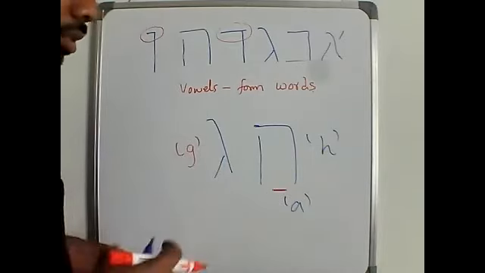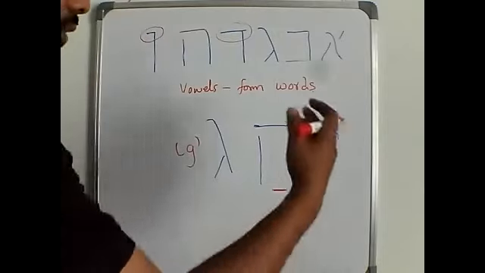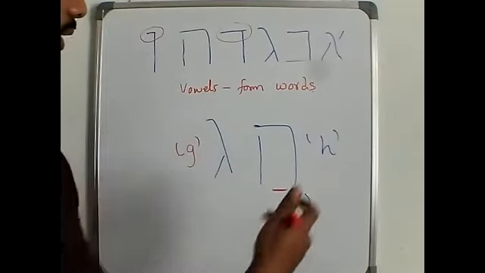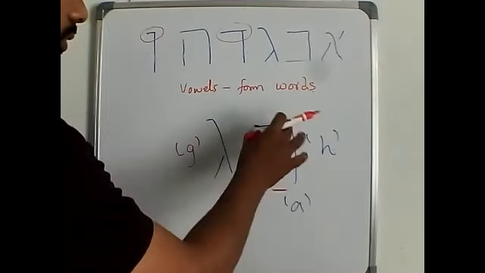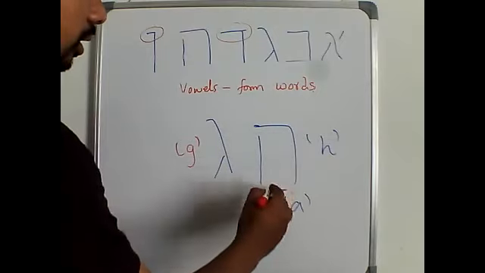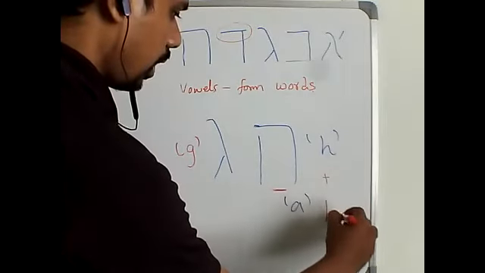Now, when we are trying to read, okay, from where you have to read? I told you, you have to read from the right side to left side. You have to start from here. The first sound is H. The second sound is A. So add it together. This is Ha.